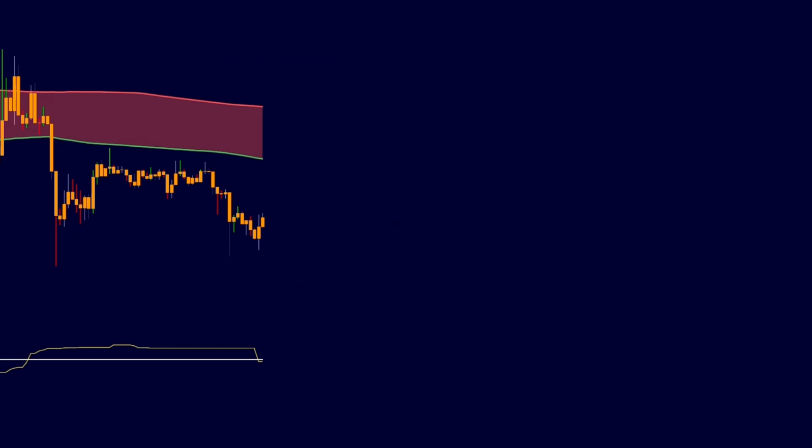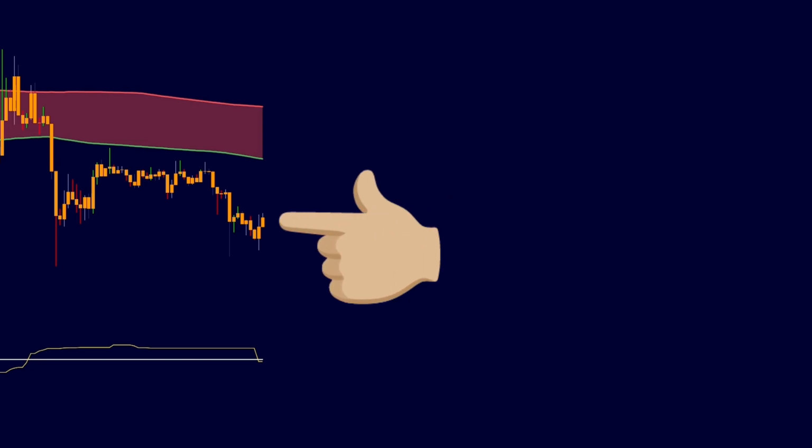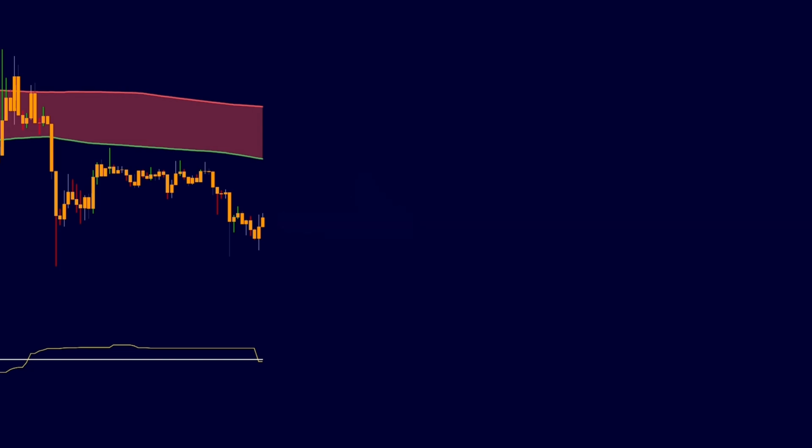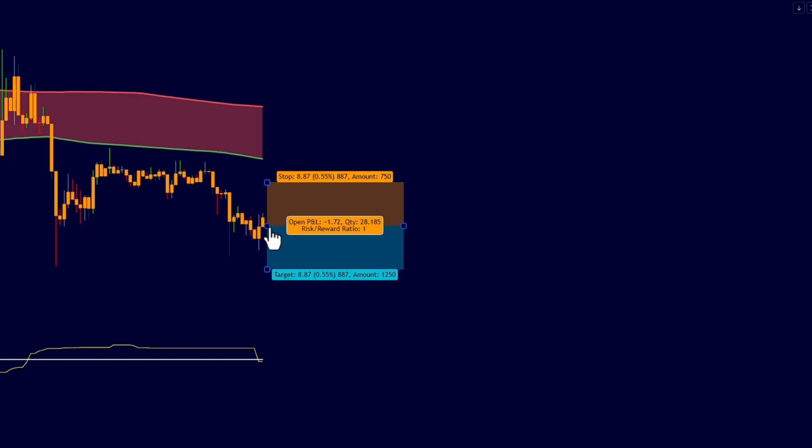For sell trades, identify a bearish breakout of the zero level on the TTF oscillator, indicating a potential downward trend. Verify this downtrend by checking that the signal candle's close price is below the red cloud on the best cloud indicator. With both criteria met, you can proceed by entering a sell trade.